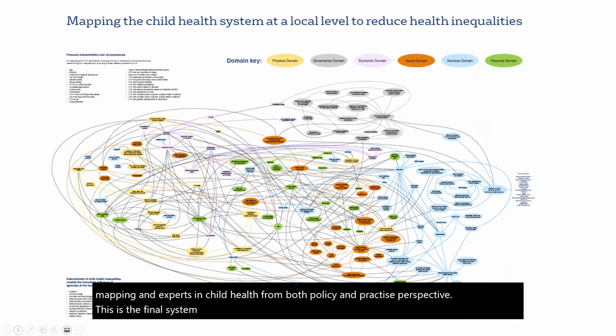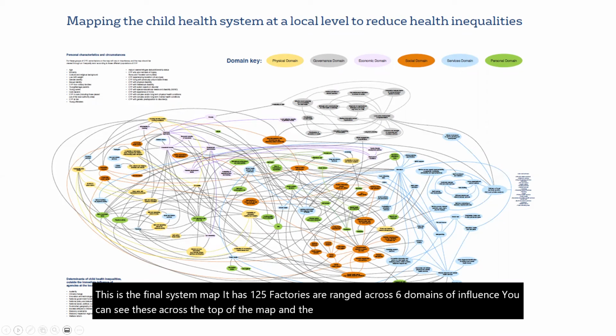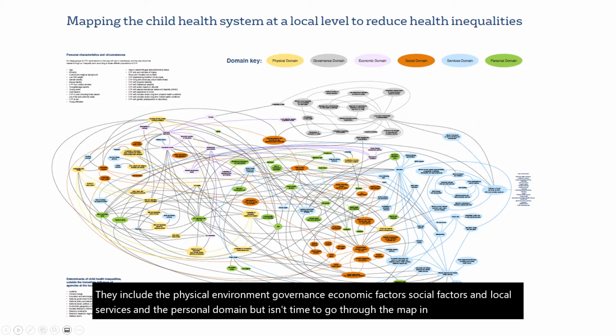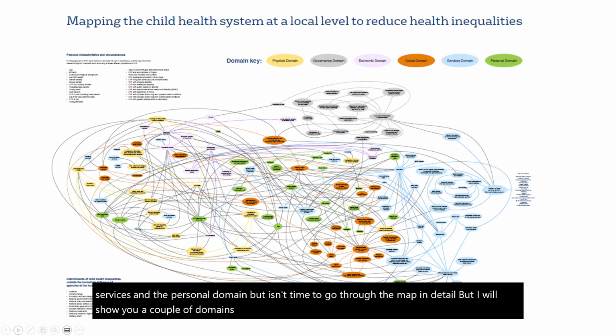It has 125 factors arranged across 6 domains of influence. You can see these across the top of the map, and the factors are colour-coded. They include the physical environment, governance, economic factors, social factors, and local services, and the personal domain. There isn't time to go through the map in detail, but I will show you a couple of domains in isolation. What I hope is obvious from seeing the whole map is just how interconnected the factors and the domains are.